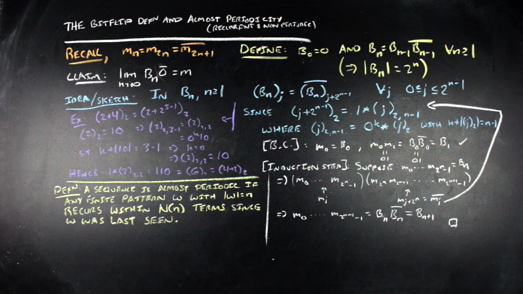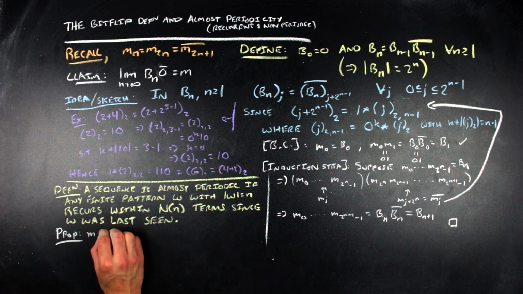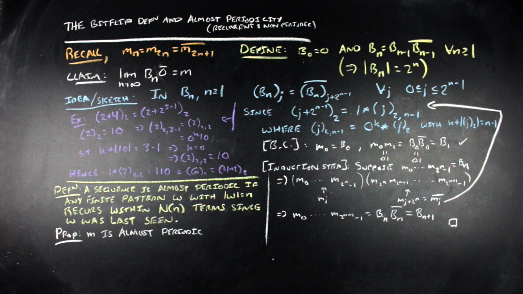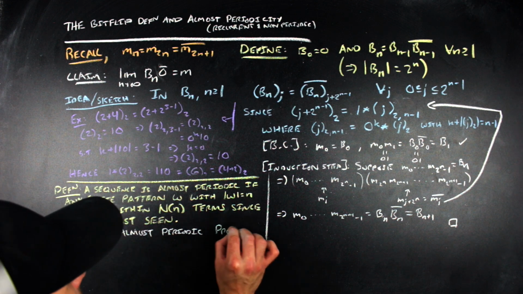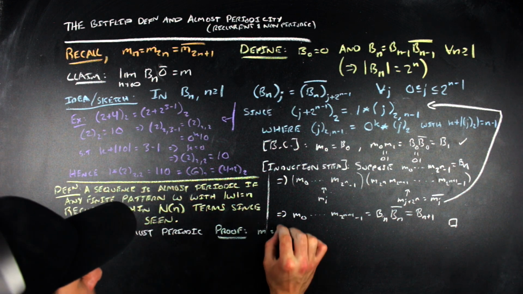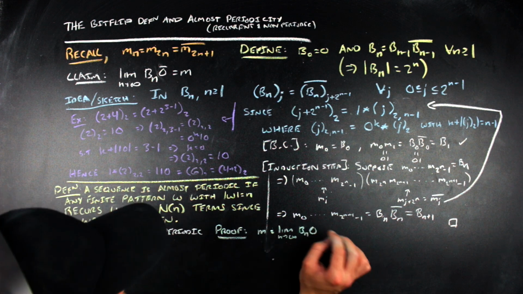And this appearance happens within that many terms of when it was last seen. To see that the Prouhet-Thue-Morse word is almost periodic in this sense, what you do is you go ahead and look at some finite pattern that appears in the sequence of length n.